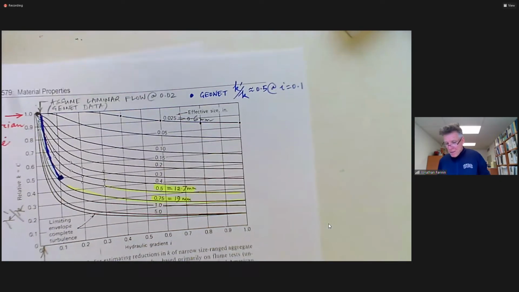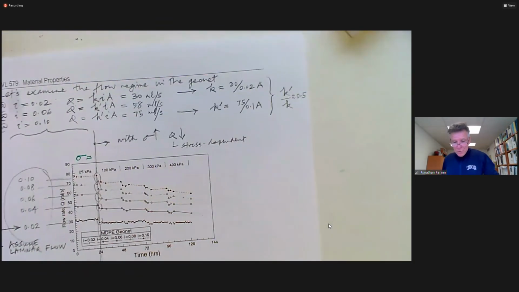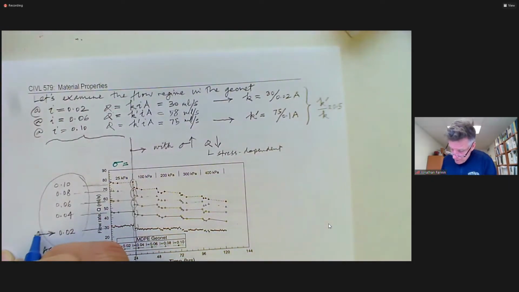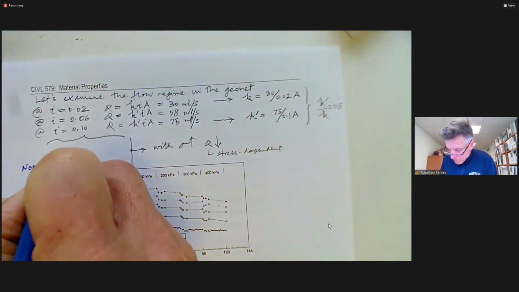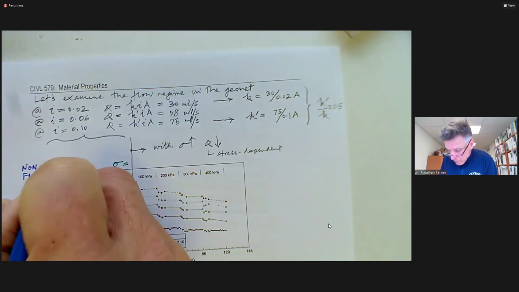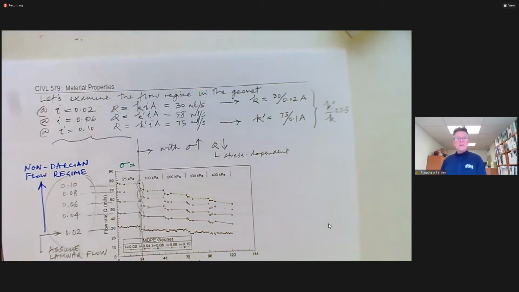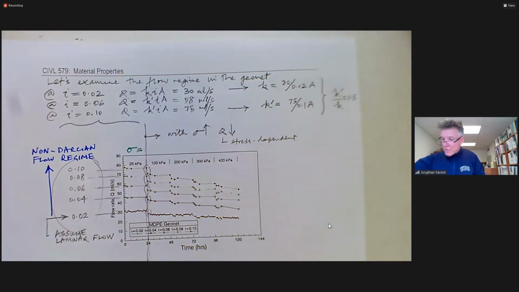Okay, so that's what I wanted to do with these data, and it was the reason for looking at transmissivity is that we have non-Darcian flow at elevated hydraulic gradients. So that's the first point to acknowledge on the geonets and flow through geonets.